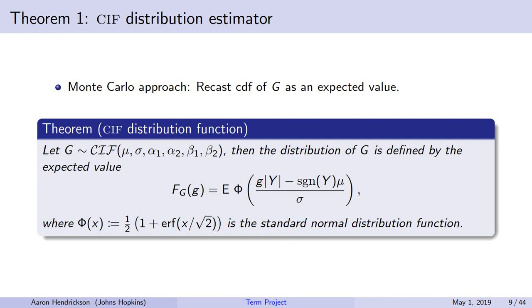If G is centralized inverse-Fano distributed, then its CDF can be presented as the following expected value, where this capital phi here is the standard normal density function. And you can see it's a function of G, and we're taking the expected value with respect to Y, which is a gamma difference random variable.